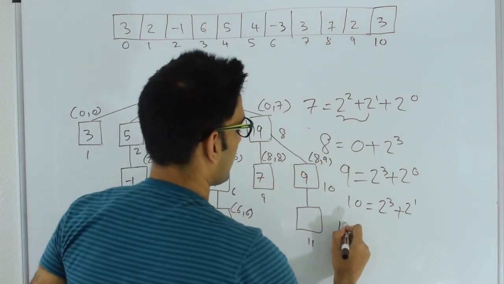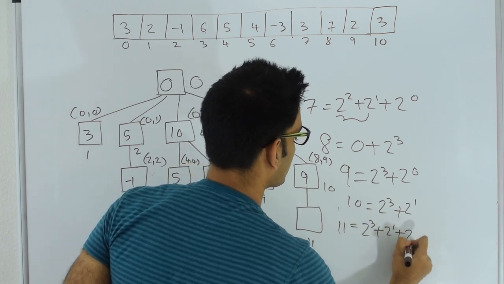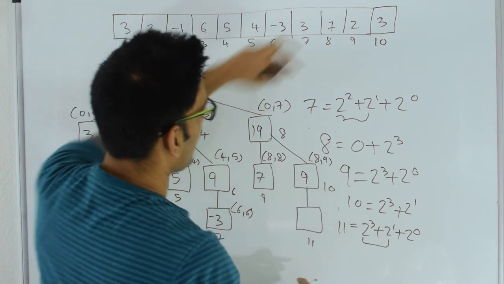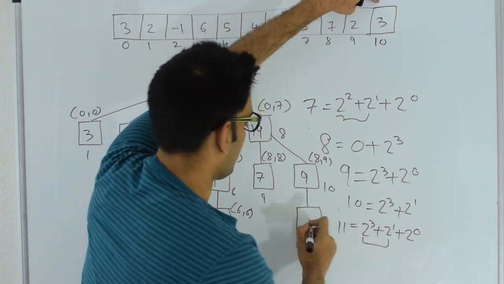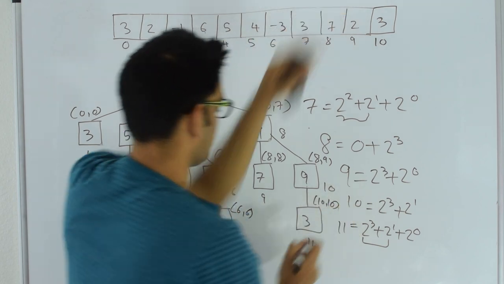And finally, 11. 2 raised to 3 plus 2 raised to 1 plus 2 raised to 0. So starting from 8 plus 2, 10, the sum of the next 1 element is stored here. The range is 10, 10.